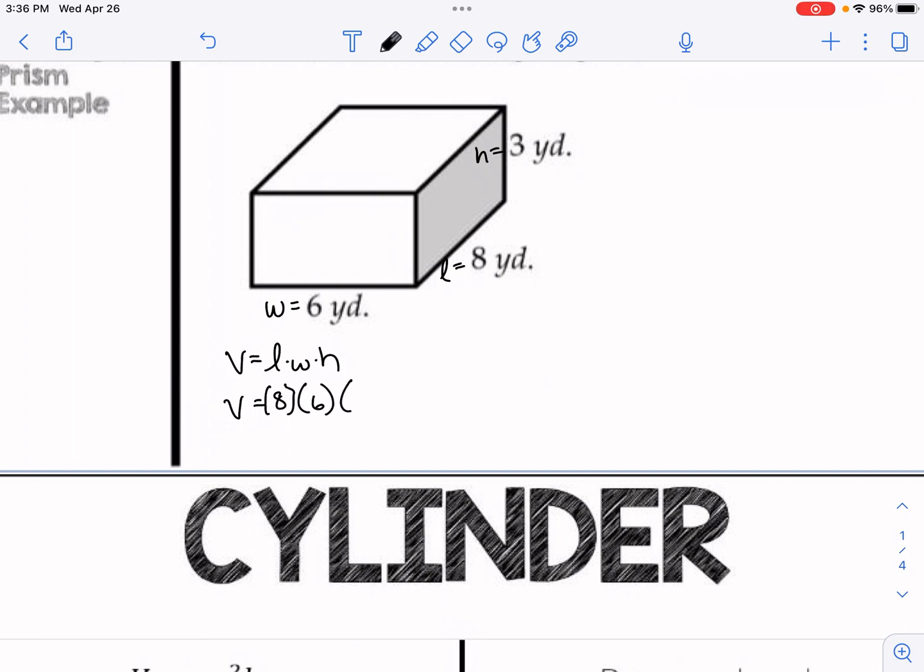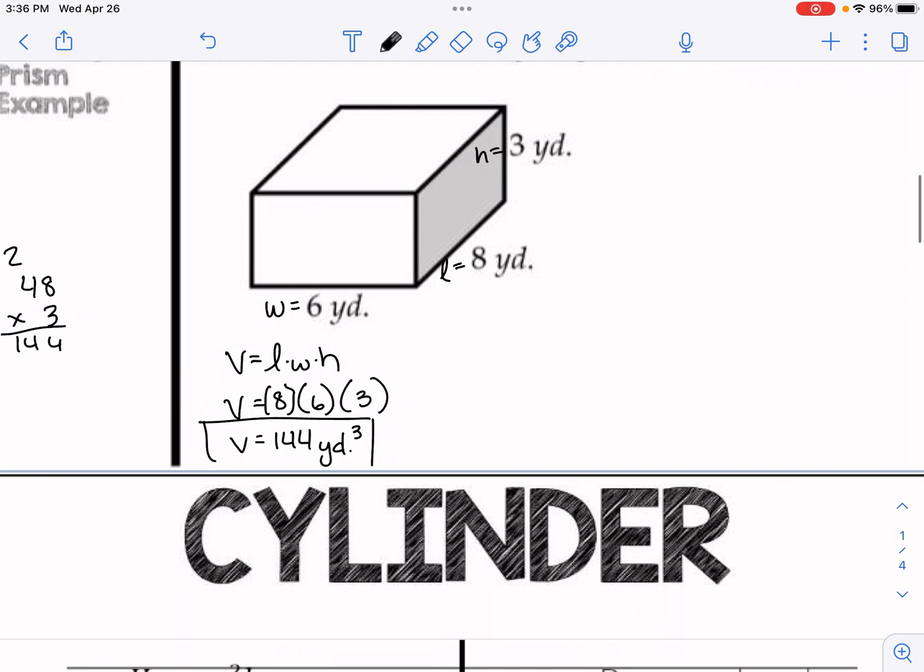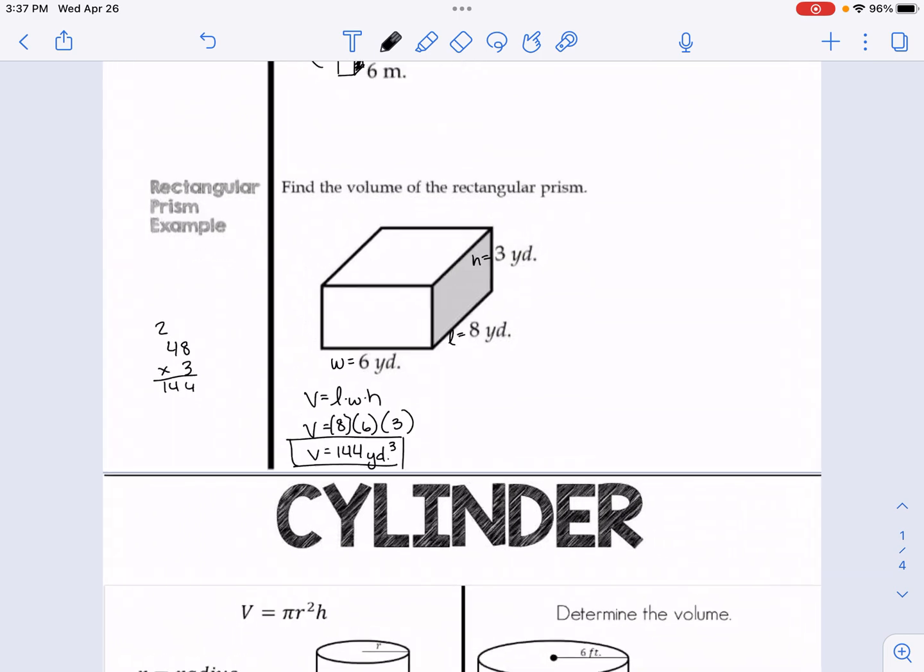And just notice with this, I'm not putting yards anywhere, but it is important that you put cubic yards as your final answer. So let's multiply 8 times 6 is 48, and then I got to multiply that with 3. This is 24. That's a 12 plus 2, which is 14, so 144. So V equal to 144 cubic yards. Or you could say yards cubed. Okay, it's just weird because there's like a normal way of saying it, but we know what you mean.